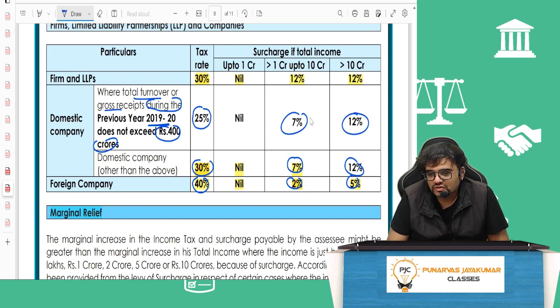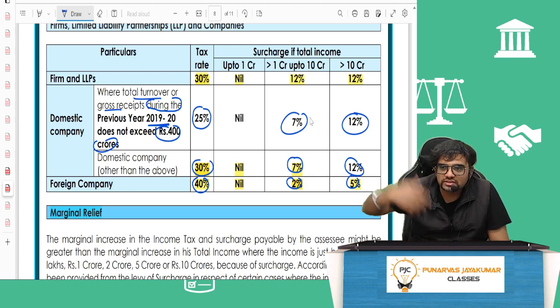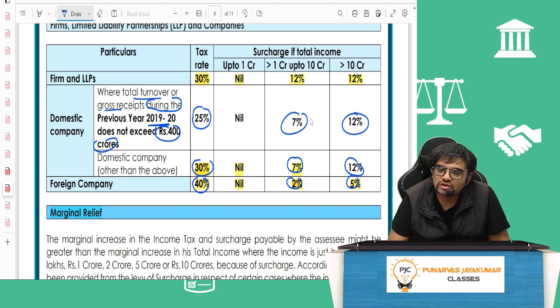So what turnover should I see? Only the turnover during 1920. How much should it be? Less than 400 crore. What is your permanent tax rate? 25%. Benefit given to all those companies. So if today I want to open a company, normally I have to pay 25% only for that company. Benefit was given that time.